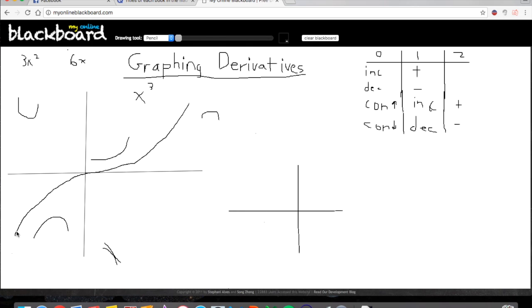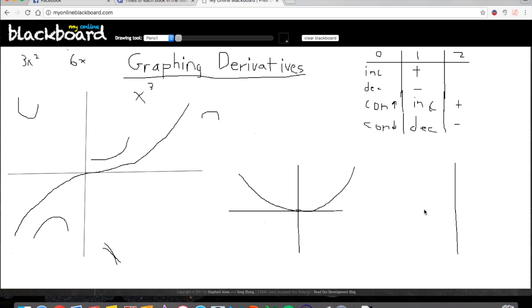Over here, it's increasing, so it's going to be positive, but it's concave down, so it'll be decreasing on the first derivative: decreasing and positive, so it'll look like that. Then it'll hit this zero point over here, where it becomes positive and increasing because it's concave up, so it'll look like that. What we have is 3x squared, a parabola.